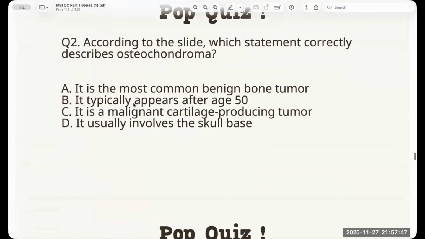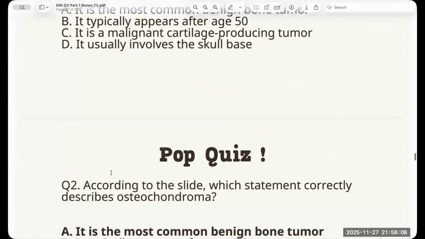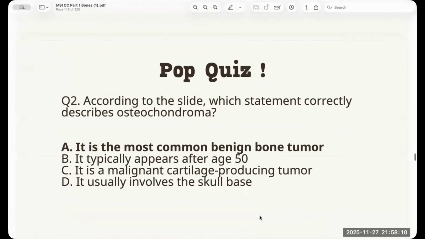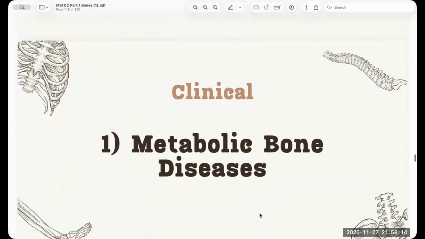Okay? Another question is, according to the previous slides, which statement correctly describes osteochondroma? Osteochondroma, from its name, bone, cartilage, benign, because there is no sarcoma. Okay? It's A, B, C, or D. It is a common benign bone tumor. Okay? With that, we're done with pathology, and we'll start with the clinical.